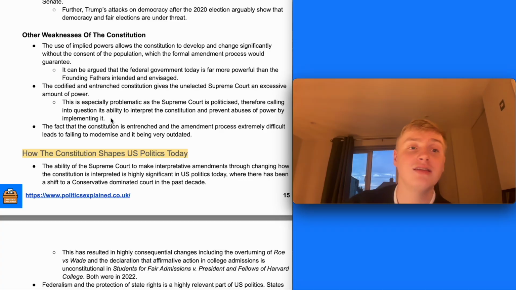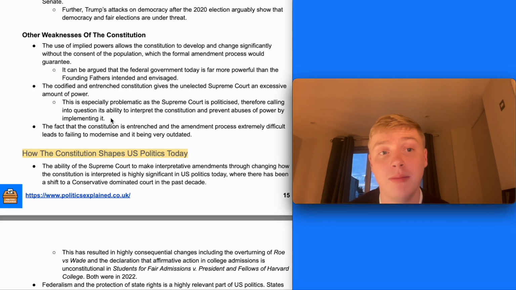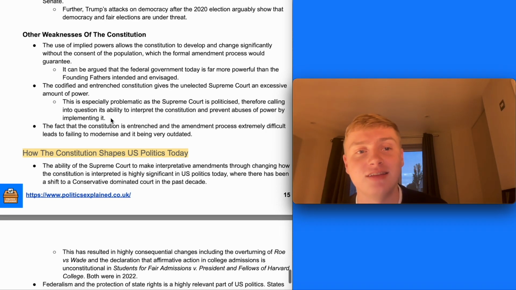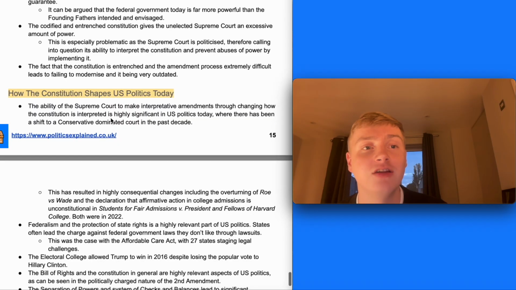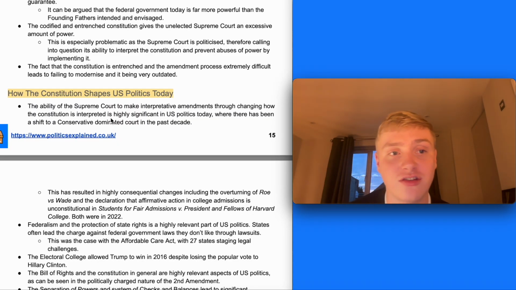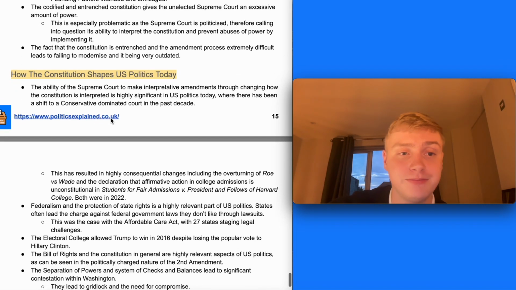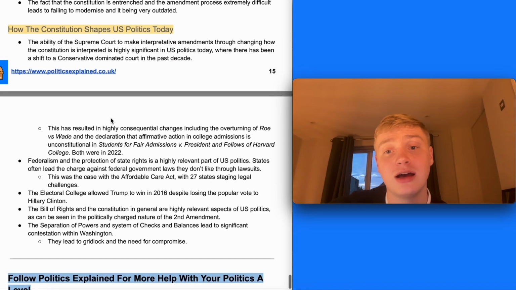In terms of other weaknesses of the US Constitution, the use of implied power allows the Constitution to develop and change significantly without the consent of the population, which the formal amendment process would guarantee. And it can be argued that the federal government today is far more powerful than the founding fathers intended and envisaged. The codified and entrenched Constitution gives unelected Supreme Court justices an excessive amount of power in how they interpret the Constitution and allow for change. And the fact that the Constitution is entrenched, and the amendment process is very difficult, leads to it failing to modernise and being very outdated.